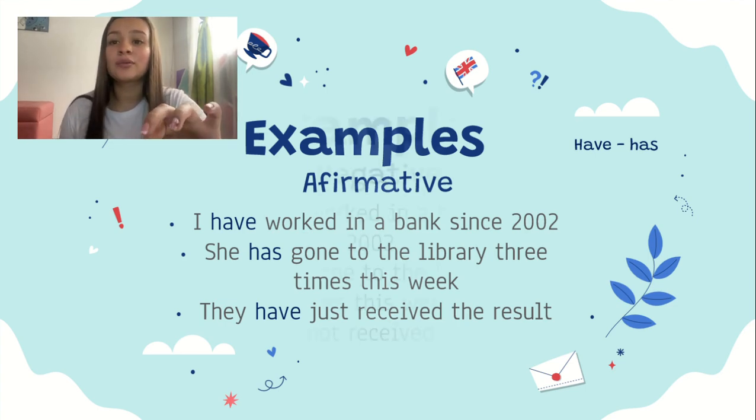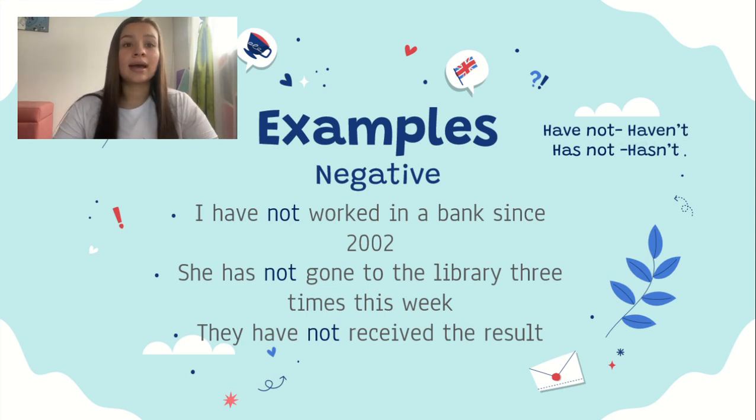In the negative form, we only add not to the auxiliary. For example, have not, or the contraction haven't. Has not, or its contraction hasn't. For example, I have not worked in a bank since 2002. The second one, she has not gone to the library 3 times this week. And the last one, they have not received the result.